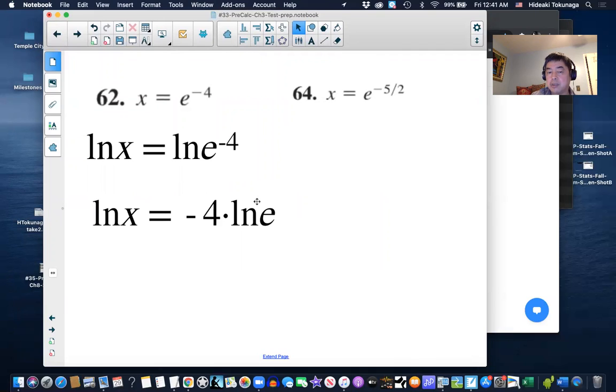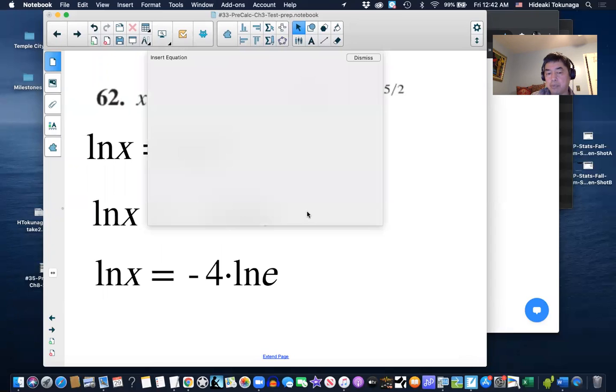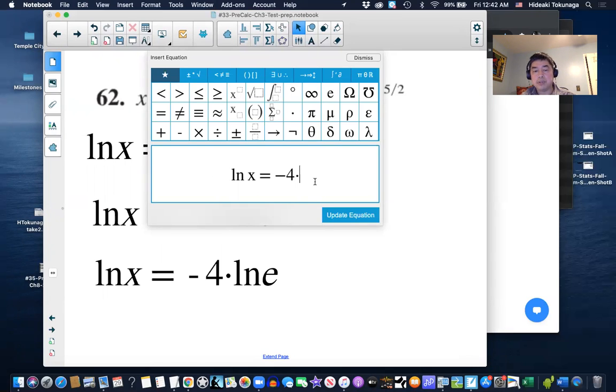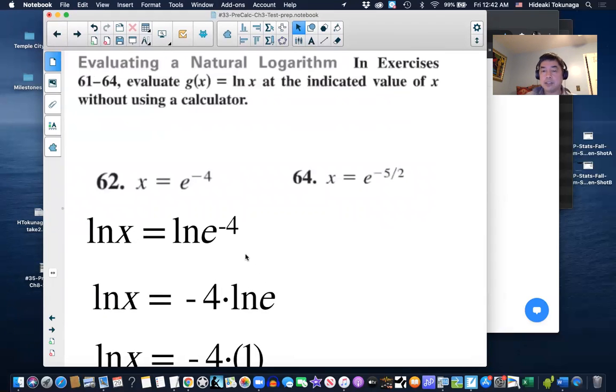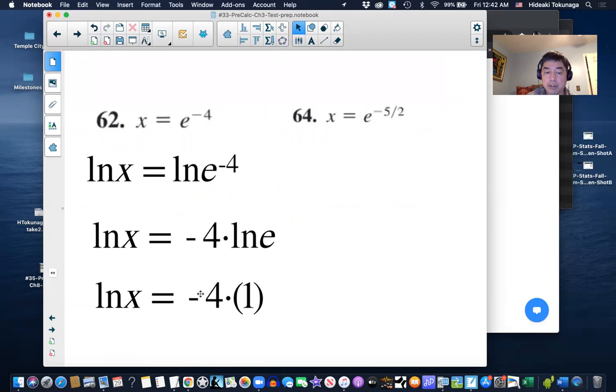This is 1. So natural log of x equals 1, equals -4 times 1. So I can rewrite this as -4 times 1, which is -4. Okay, so that's the answer. So when they ask to evaluate g of x, which is natural log of x, in case you plug in e to the -4, the answer will come out -4. Okay, this is my way.